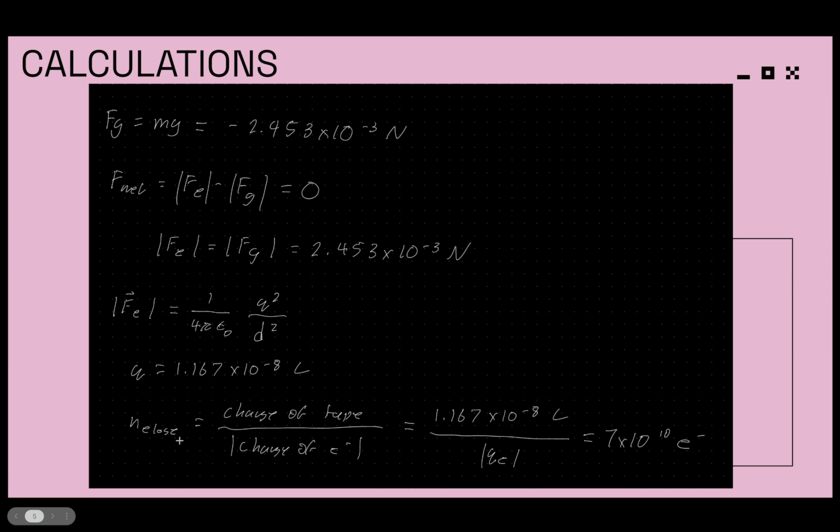Now, we have the number of electrons lost. We can find this by dividing the charge of the tape by the charge of a single electron, which is the charge that we just found earlier here, divided by Qe. This gives us 7 times 10 to the 10 electrons.